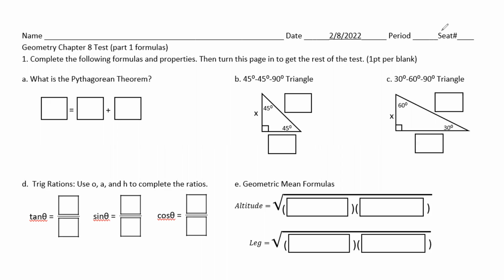The first one, Pythagorean theorem, I do have the equal sign first, so I do expect you to do this in the order of c squared equals a squared plus b squared.